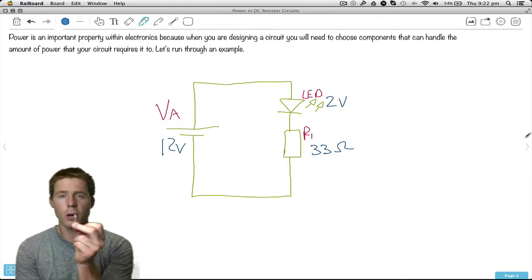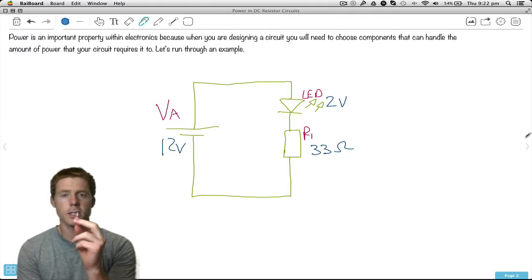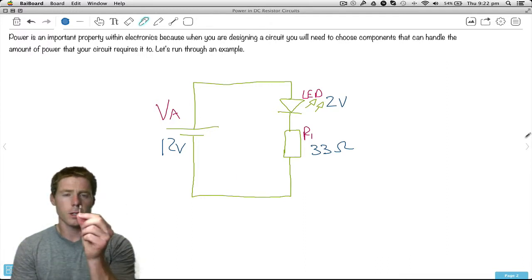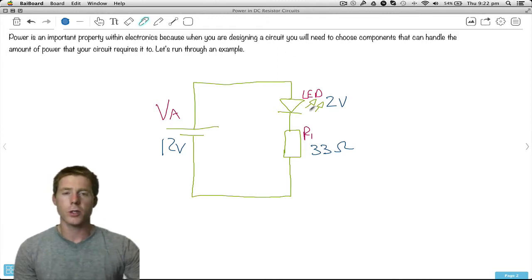Now I'm not going to cover this properly at the moment, but an LED is a special light. In fact, it's a light-emitting diode. It's got two connections, and at the moment let's just call this a 2-volt LED. That means when we connect it into the circuit like this, the LED will have 2 volts across it. If we start with a 12-volt power supply, our resistor is going to get 10 volts.